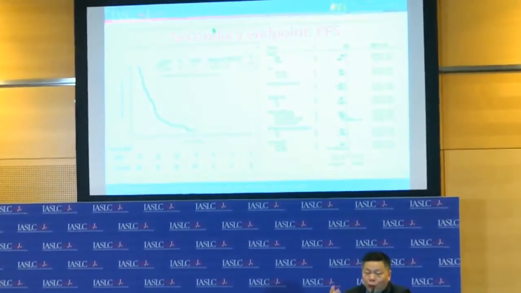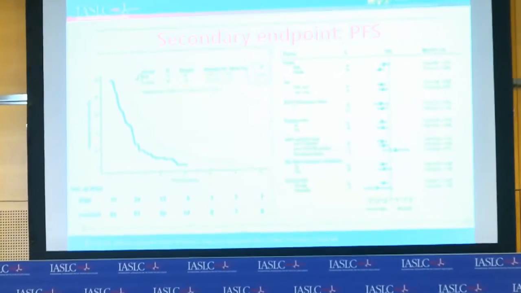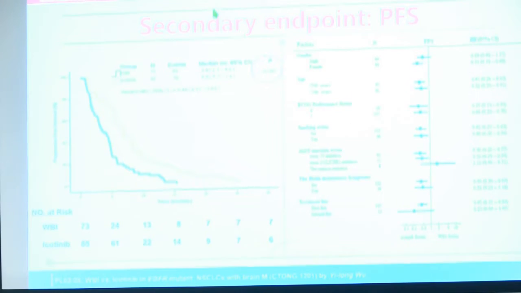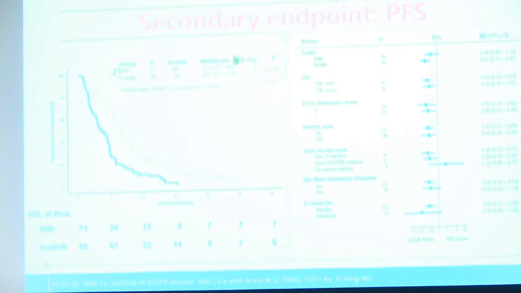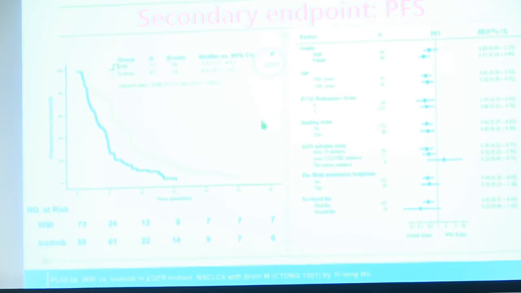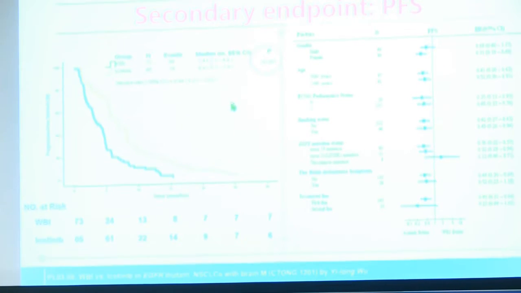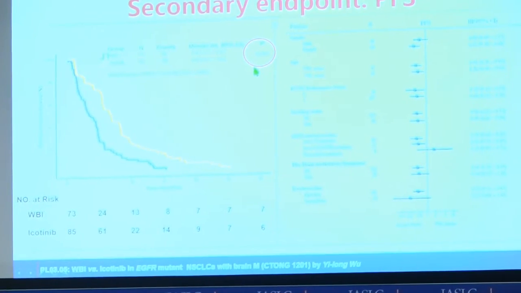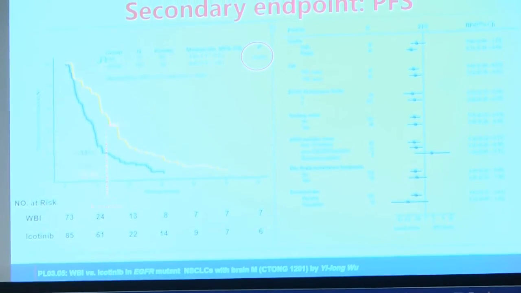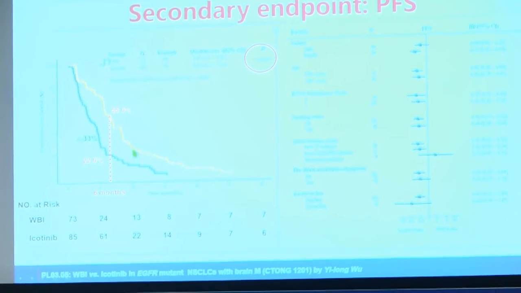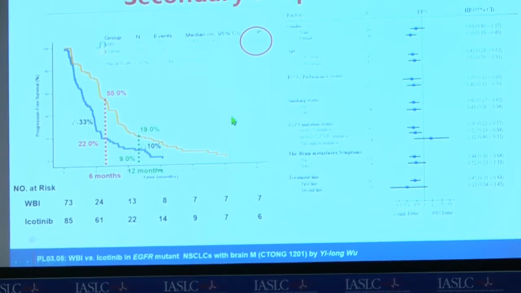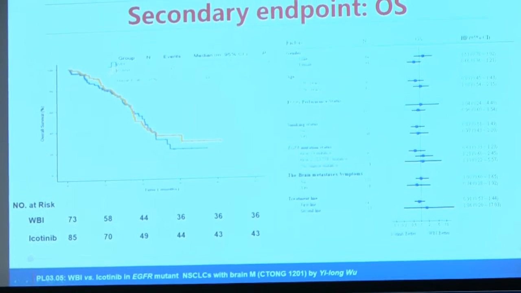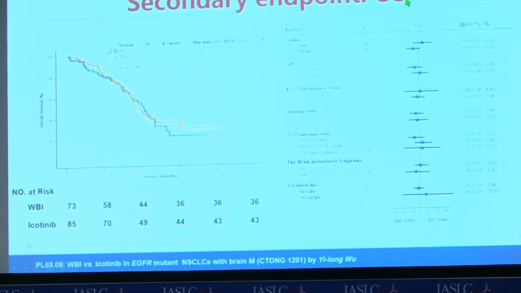This is the secondary endpoint. PFS means including intracranial progression or extracranial progression. For PFS, icotinib was near 7 months versus WBI 3.4 months. The hazard ratio was 0.44, meaning it decreased progression in 56% of patients. At 6 months, 55% versus 22%, and at 12 months, 90% versus 90%. For overall survival, there was no difference between the two arms.